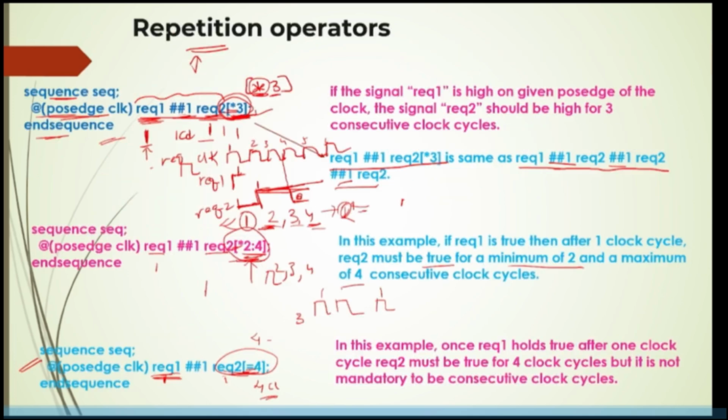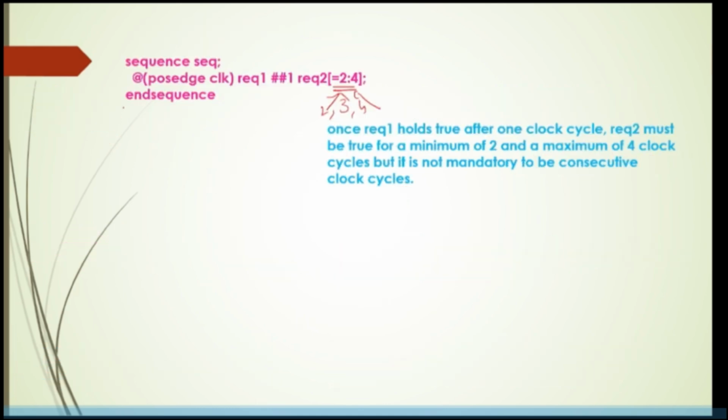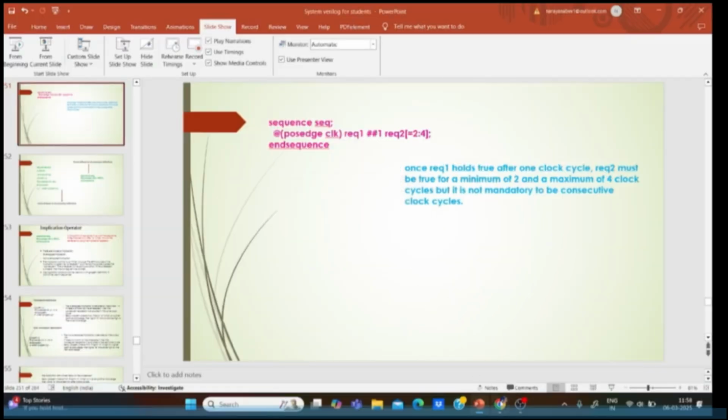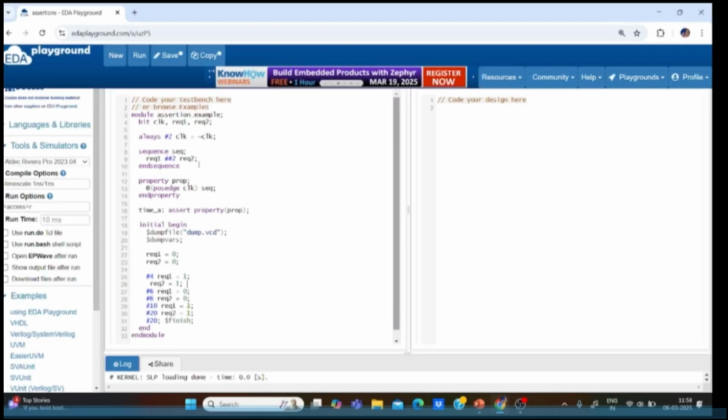Since we have seen all these repetition operators within the sequences, let us do one example on these assertions before going into the implication operators. Let us see the example here.